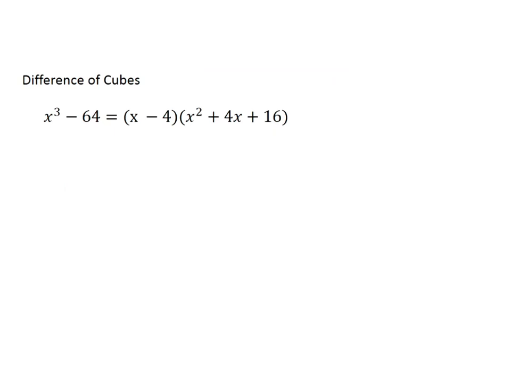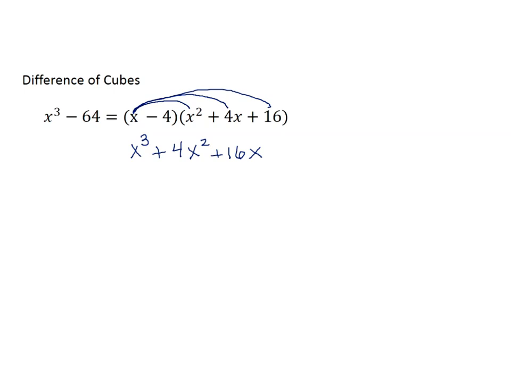This is what it factors to. But before I explain how to get from the binomial to its factored form, let's just check it out, multiply everything out, and make sure it does indeed equal x cubed minus 64. So I'm going to start with this x, and I'm going to distribute. X times x squared will give me x cubed. X times positive 4x will give me positive 4x squared. And x times 16 will give me a positive 16x.